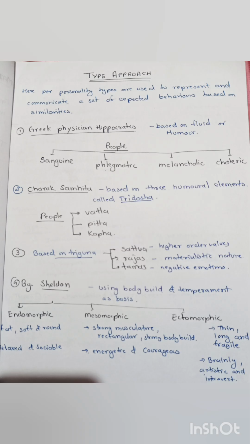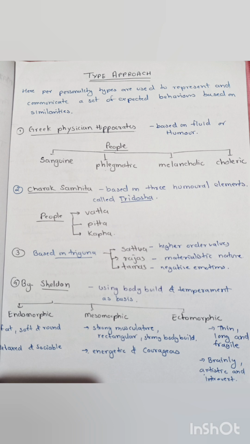The approaches to study personality. First is the type approach. The Greek physician Hippocrates divided people's personality into four parts. The first one is sanguine, phlegmatic, melancholic, choleric. These were based on the fluid and humor.